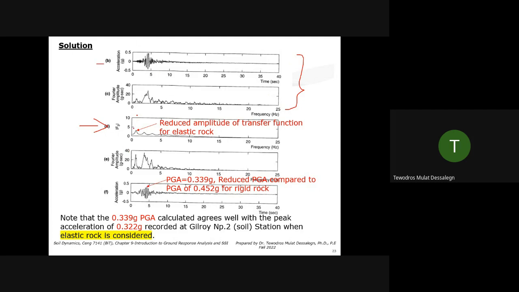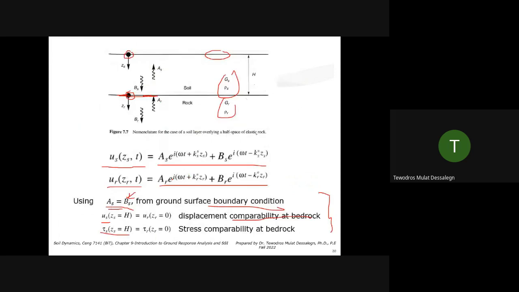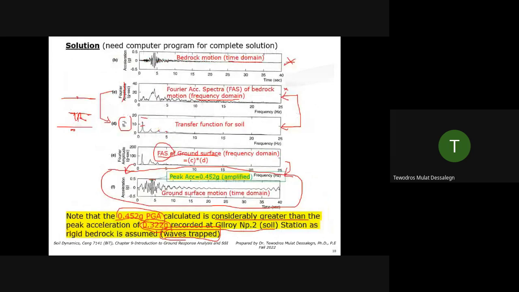So you can do the same exercise. Multiply transfer function C by D to get the Fourier amplitude at the ground surface, convert it to a time history, then you get this value. So this is, see this? This is 0.339 compared to 0.45 earlier. It was much higher.